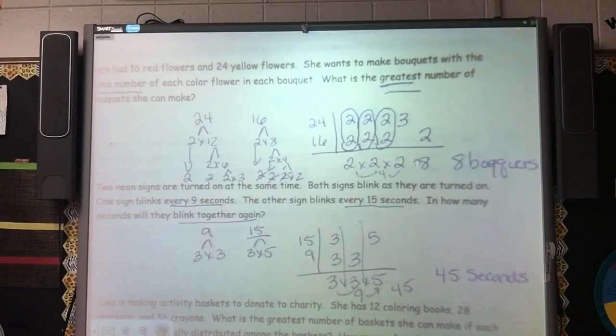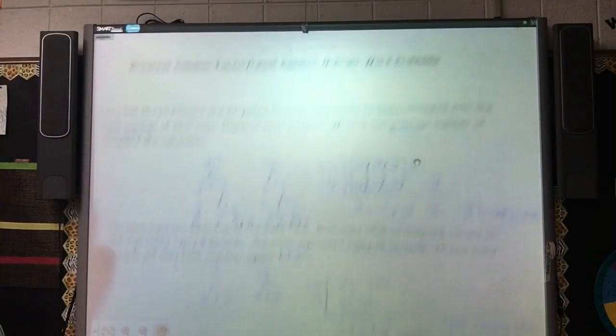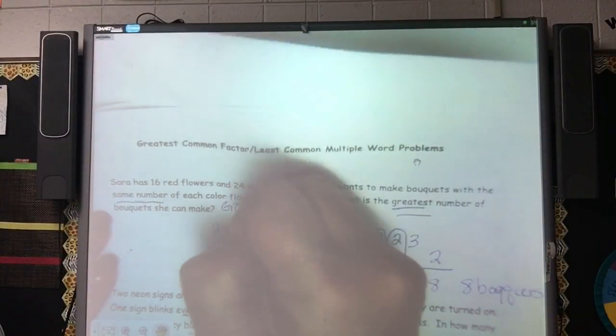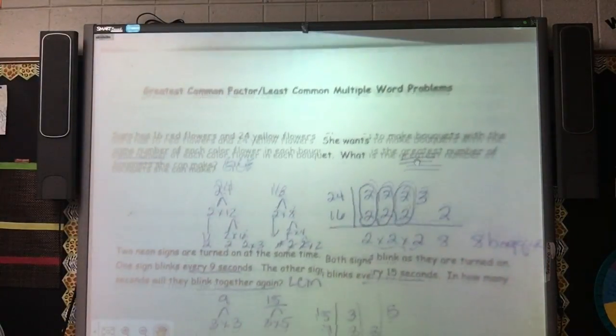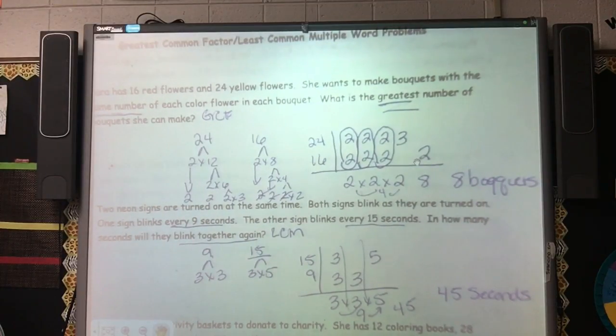Okay, if you need to pause to take this down, go ahead and take it down. So this first one was least common multiple, and this one was greatest common factor. All right, moving on.